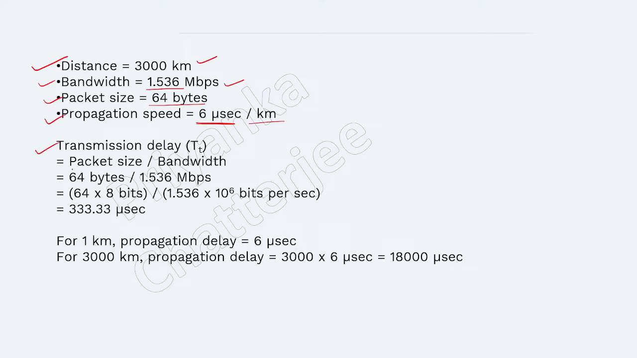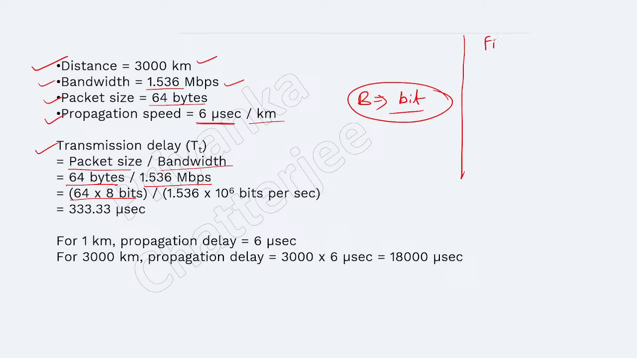Transmission delay formula is packet size by bandwidth. Packet size is 64 byte. Bandwidth is 1.536 Mbps. So 64 multiplied into 8 bit. Definitely always remember to convert byte into bit. Very important.